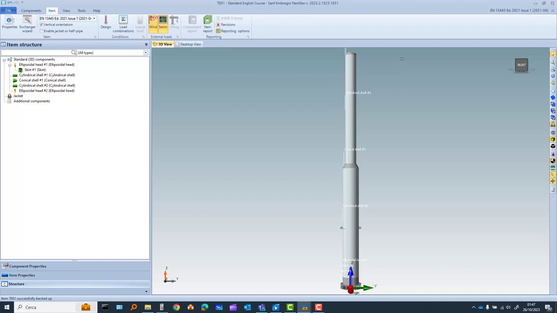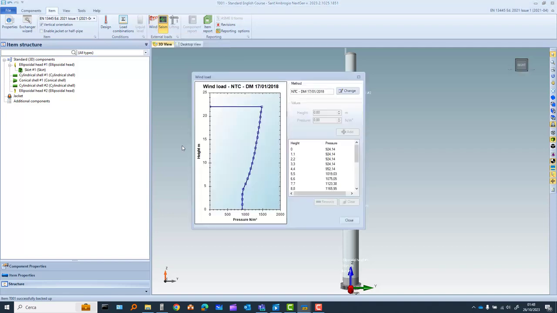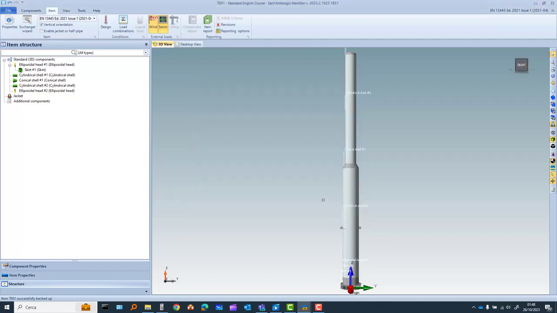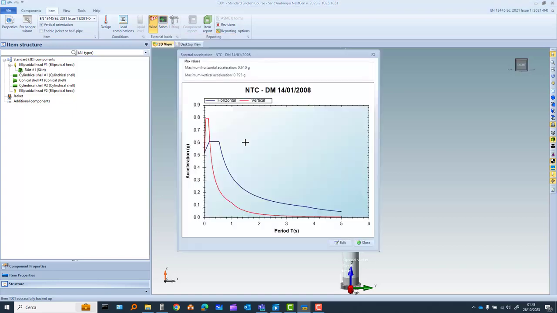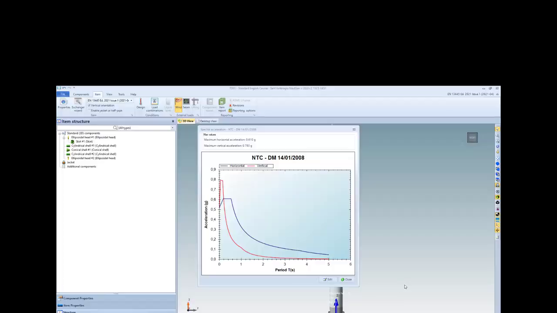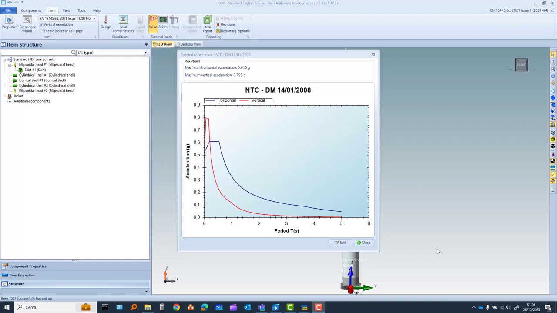The philosophy of the calculation is, first of all, we must check component by component the resistance to internal and external pressure. At the end, we will make the structural analysis considering also wind and earthquake. Note that for wind, having given these data, we have the wind pressure curve. You see that it is smaller when the height is low, and then it increases up to the top of the column, and you have here all the values of the wind pressure in Newton per square meter. Then we close this, and if we want to see the accelerations, we have these curves that give us the acceleration in horizontal and vertical directions as a function of the period of the column.